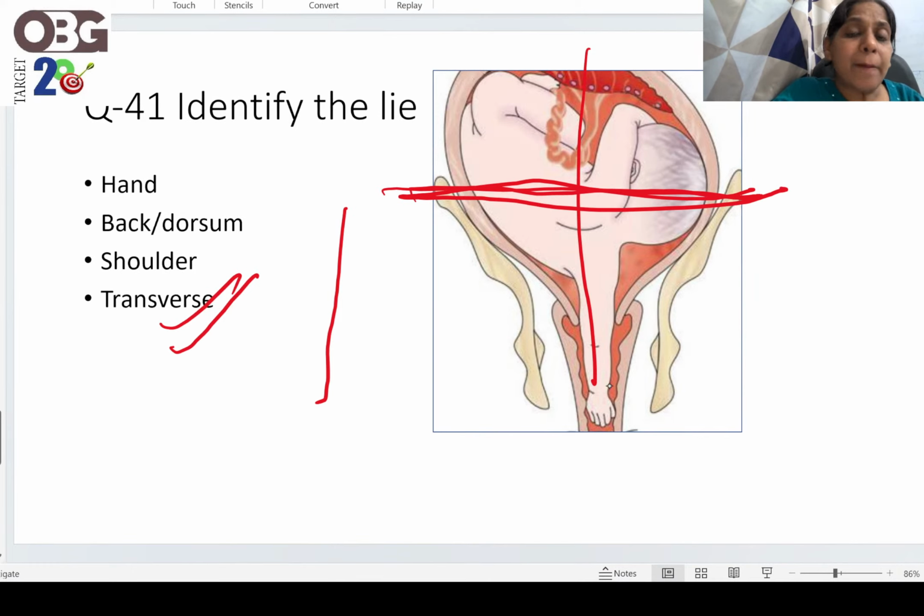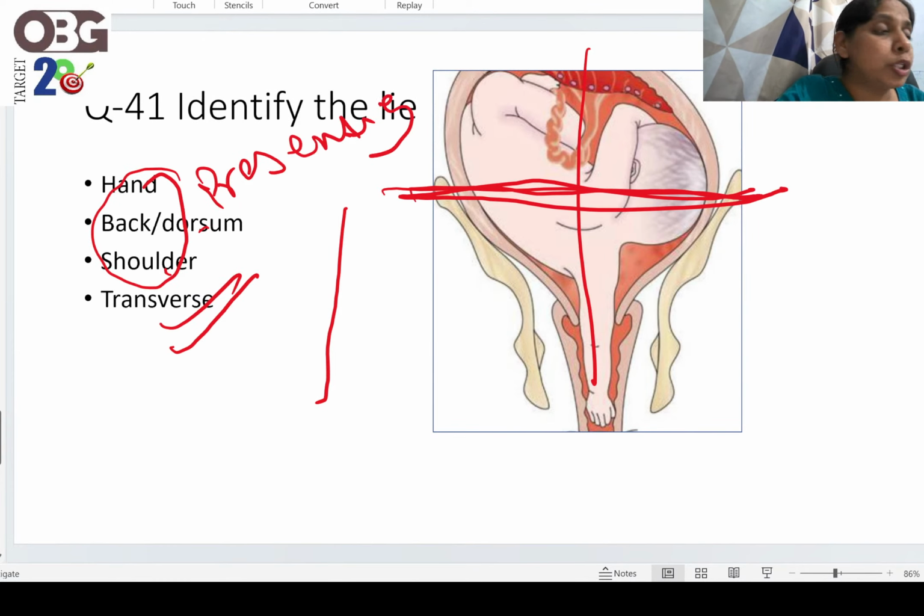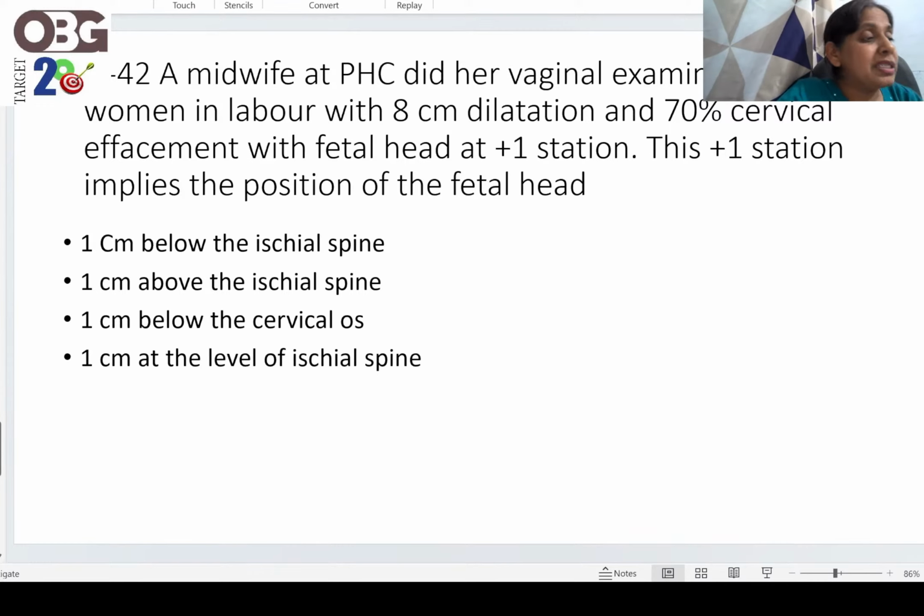Hand is the presenting part. Back and shoulder, all of these are the presenting part. They have not asked you the presenting part, they have asked you the lie. Okay, lie is the longitudinal axis. So I think you will not forget.